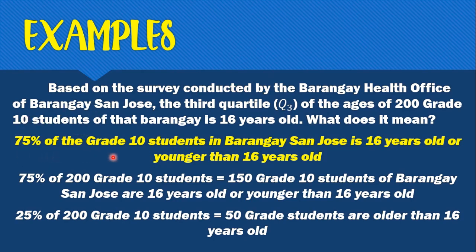So 75% of the grade 10 students in Barangay San Jose are 16 years old or younger. 75% of 200 grade 10 students is equal to 150. So 150 grade 10 students of Barangay San Jose are 16 years old or younger. And the remaining 25% of those 200 grade 10 students, which is equal to 50 students, are older than 16 years old.